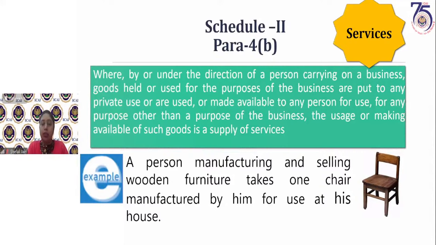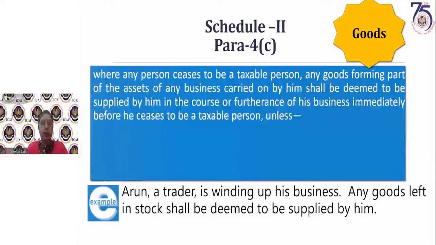And para 4C says that where any person ceases to be a taxable person, that means he has stopped his business, then whatever assets were there in his business, they shall be deemed to have been supplied by him immediately before he ceases to be a taxable person. That means immediately before the day his business is wound up, whatever stock he has with him will be considered to be supplied by him. So if a trader is winding up his business, then whatever goods he has shall be deemed to be supplied by him.